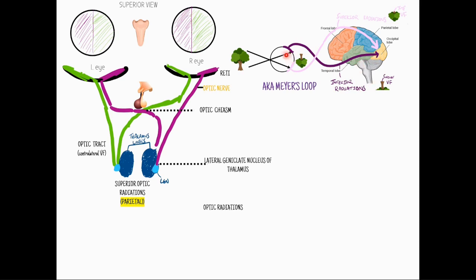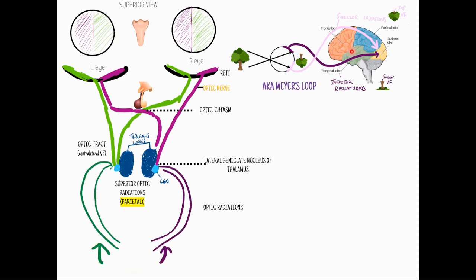And this one in purple is the one that you probably need to know more about, and it's also called Meyer's loop. So here we can just see the radiations, the inferior ones here in darker, and then the superior ones in lighter, and they're going to V1, the cortex, which is supplied by the PCA. So the superior radiations pass through the parietal lobe, and they contain inferior visual field.